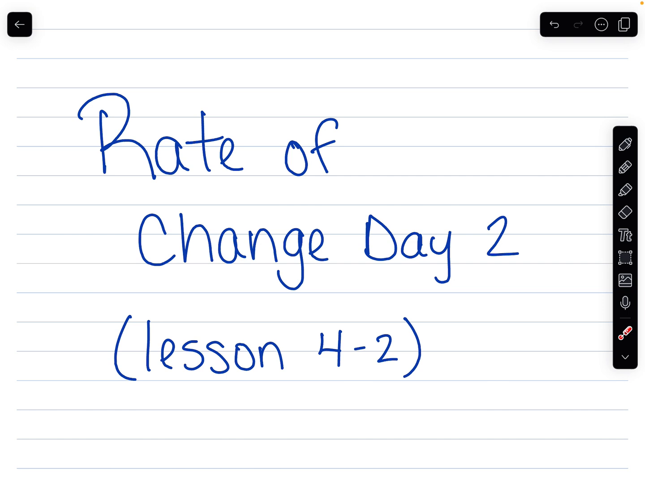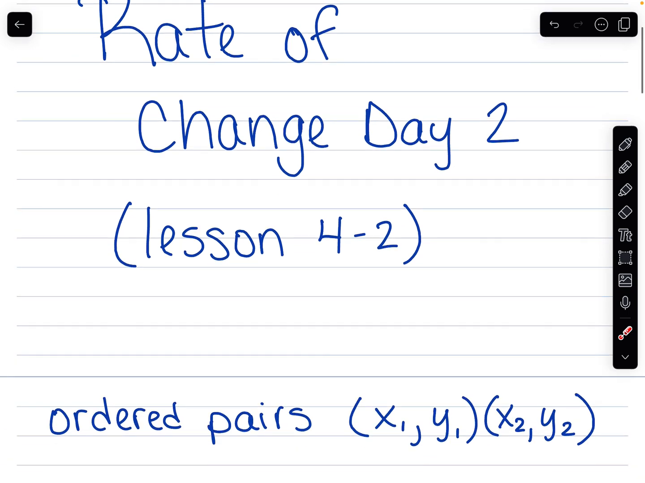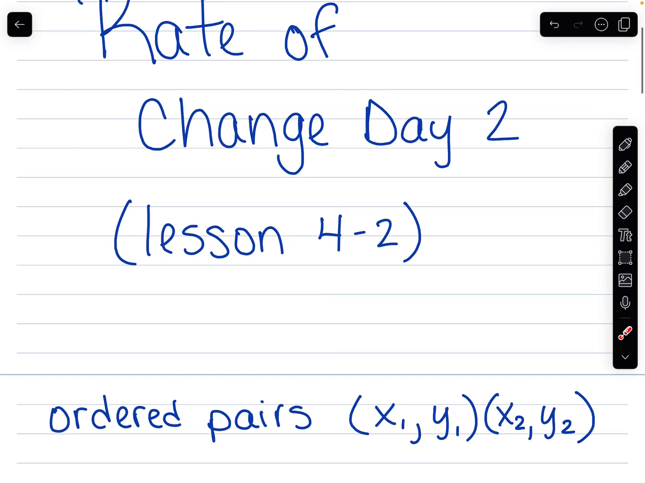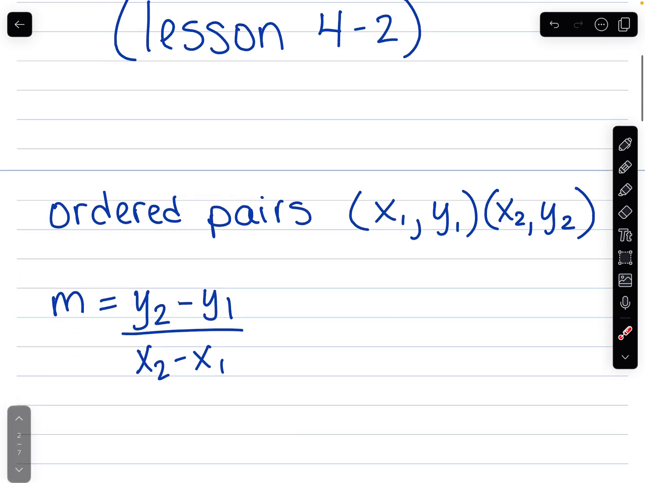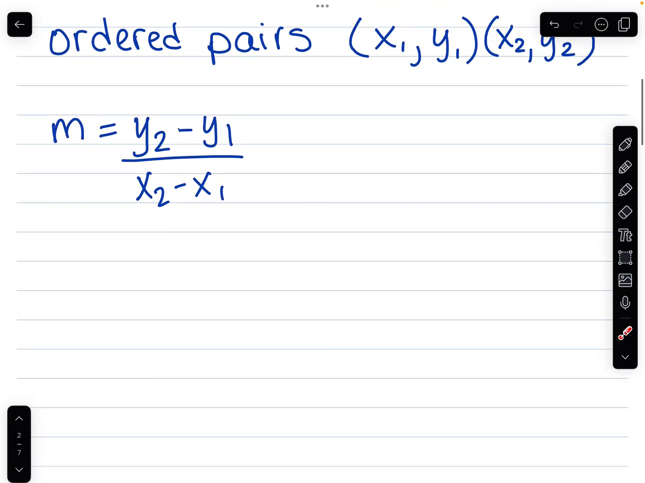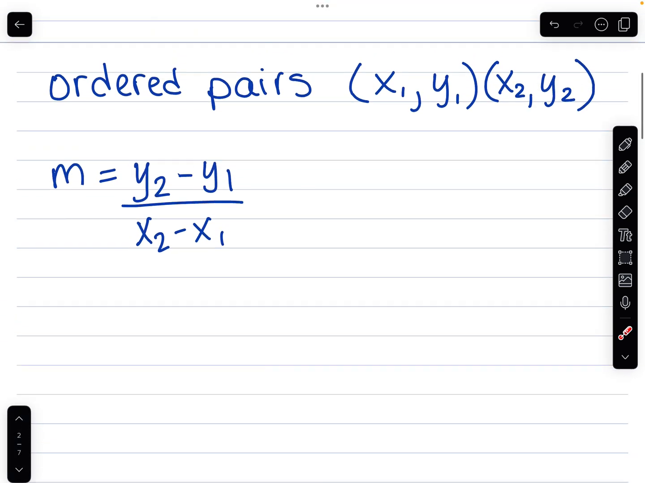There's one other way that we didn't talk about yesterday, and that's when we have two ordered pairs. Does anyone remember how we find rate of change or slope if you're given two ordered pairs? Y2 minus Y1 over X2 minus X1. So that's on the board. You can write that down now.